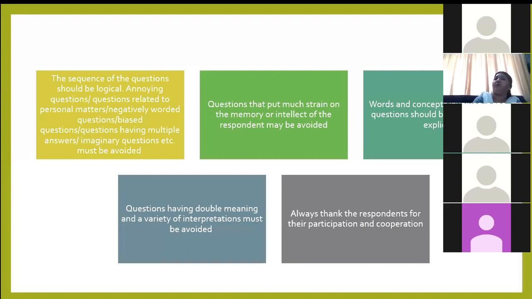See, words or concepts involved in the question should be very clear and explicit. So you have to clarify all questions. Then questions having double meaning or a variety of interpretations you have to avoid. And always you have to thank the respondent for their participation and cooperation. You must be able to have a good rapport with the respondents. You have to give proper instructions to them and thank the respondents for the participation and cooperation.